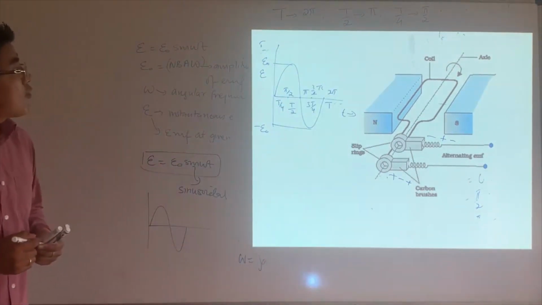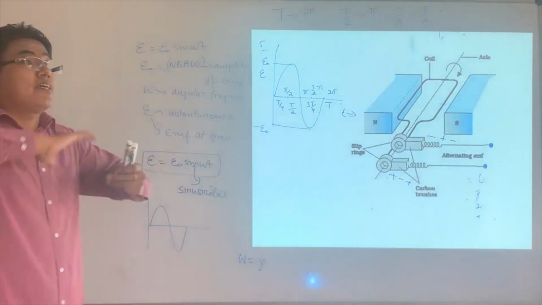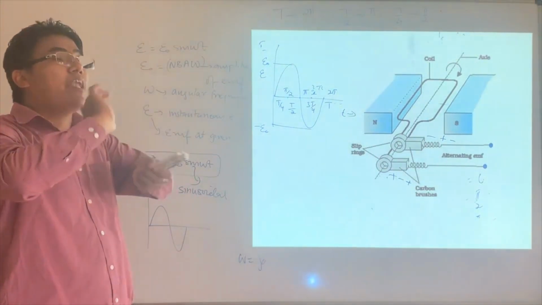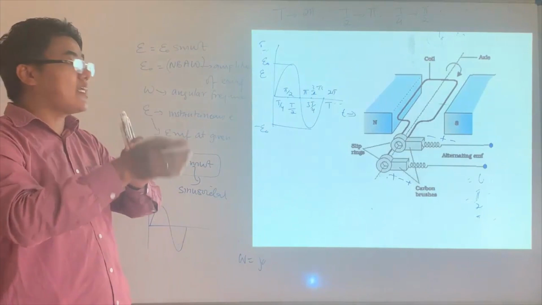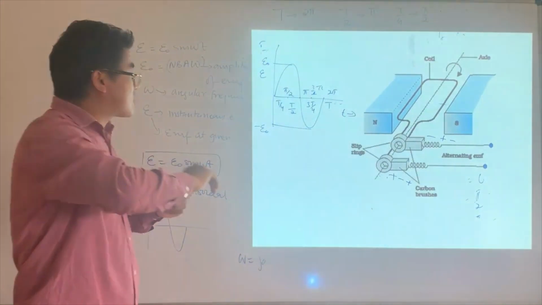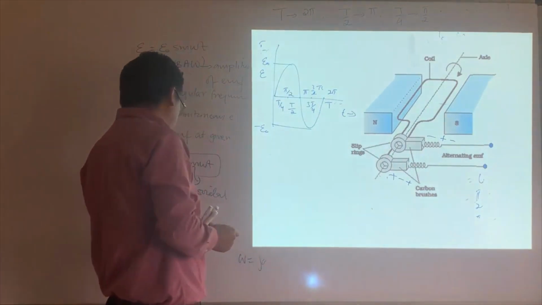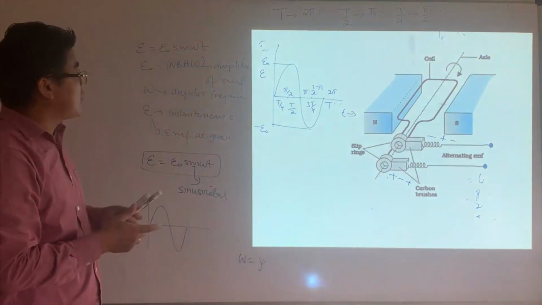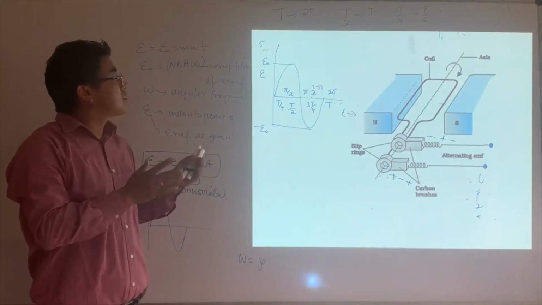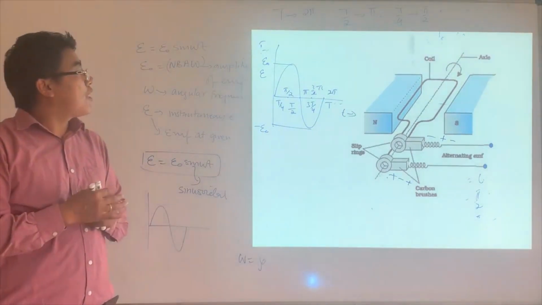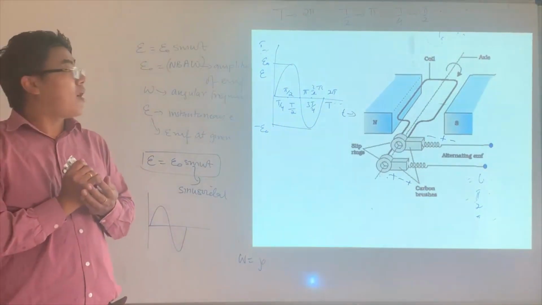Therefore this is what we call alternating. Alternate means changing. What is changing? Polarity is changing. Another term is sinusoidal. This is what we mean by alternating current or alternating voltage.